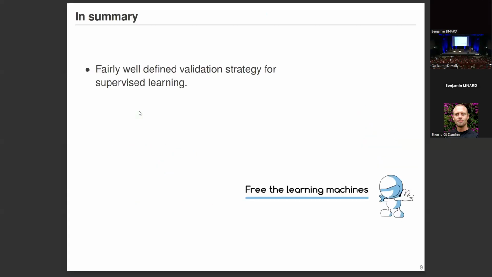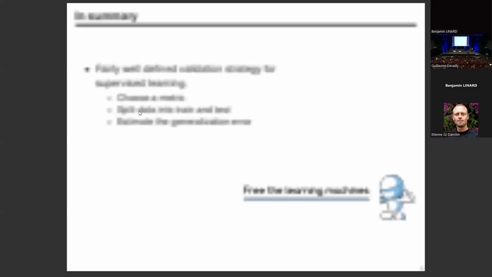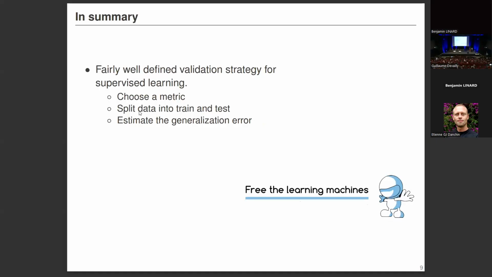Just in summary, for supervised learning, we have a very well-defined validation strategy. You choose a metric, you split your data in train and test, you estimate the generalization error. If it's good, it should work fine. And for unsupervised learning, it's a bit more: do it as you think is right, and hopefully it will be okay.